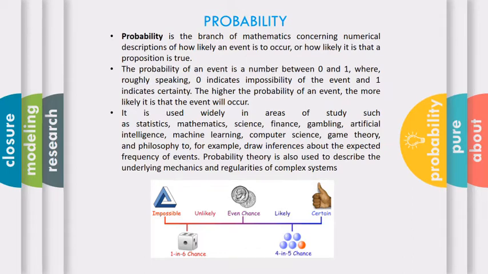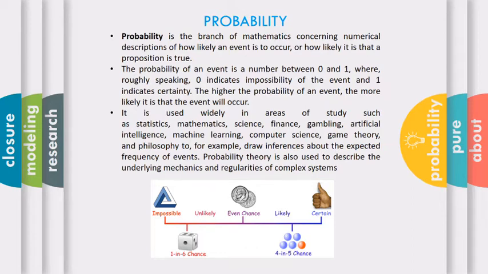Probability theory is also used to describe the underlying mechanics and regularities of complex systems. So here you can see how it is related. There are so many uses of probability, the application of probability in direct life. Directly you are using probability in your physical life.